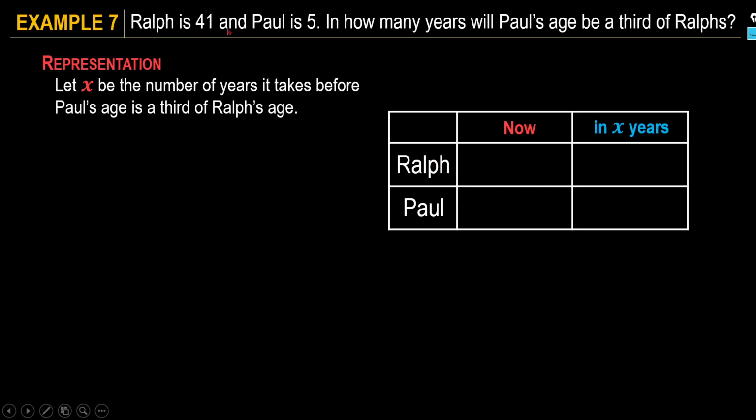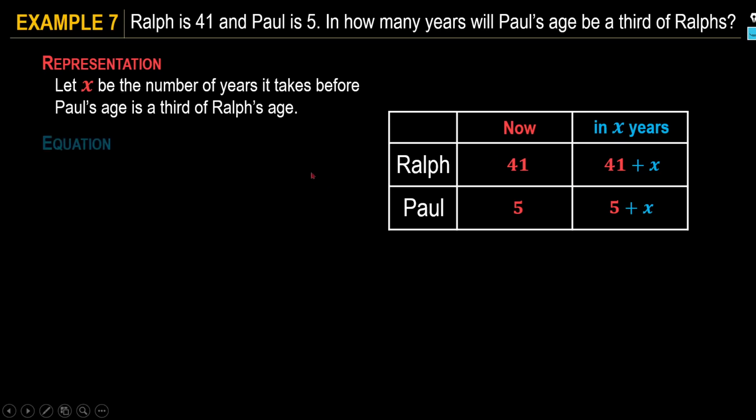Do we know how old Ralph and Paul are now? Yes we do. Ayan, 41 and 5. Lagay natin yan. Again, in X years, that's something looking into the future. X years from now. So, kung si Ralph ngayon ay 41, how old will he be in X years? Correct. Plus X ka. Same is true with Paul. Plus X ka. And in that time period, sabi, Paul's age, yung edad ni Paul, the younger guy, will be a third of Ralph's. 1/3 lang ng age ni Ralph in X years, yung age ni Paul.